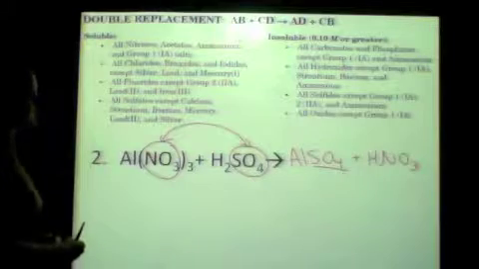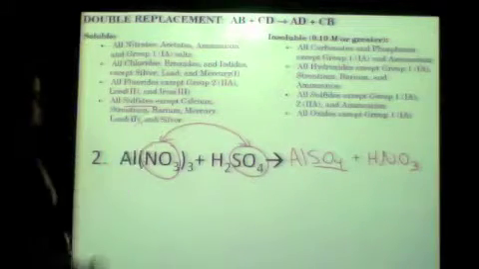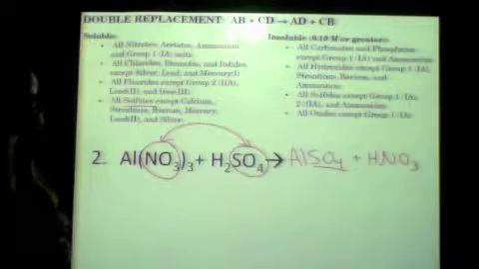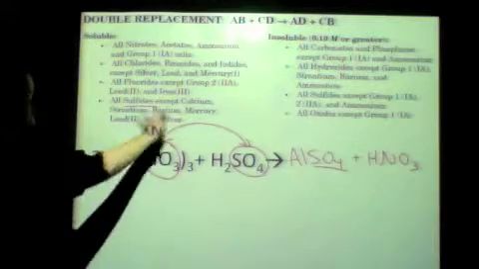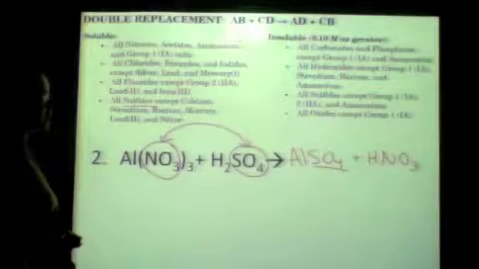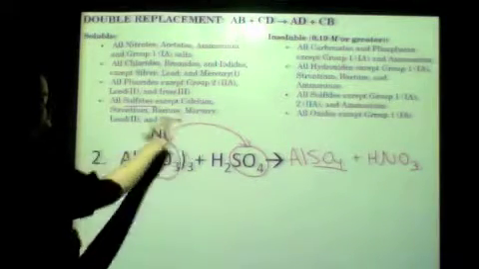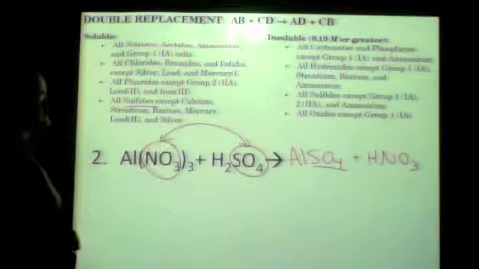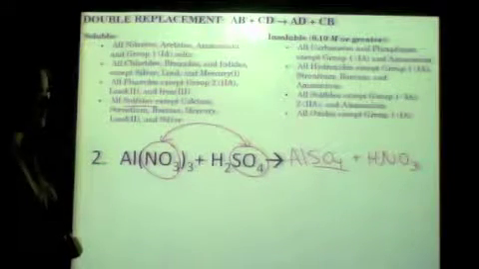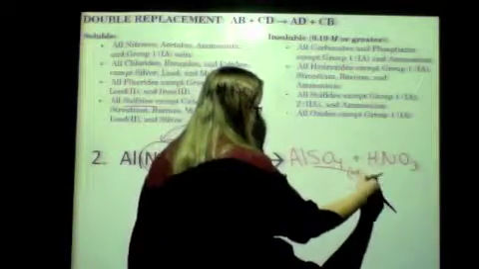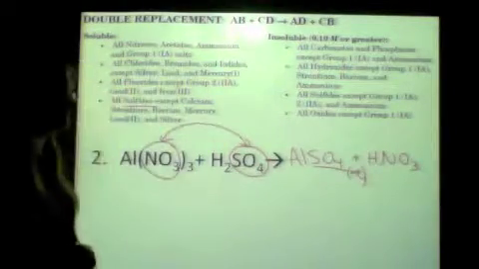So you need to see where it talks about sulfate. Here, under the soluble column. But again, you must check for those exceptions. Is sulfate bonded with calcium, strontium, barium, mercury, lead-2, or silver? No, that means this is aqueous.